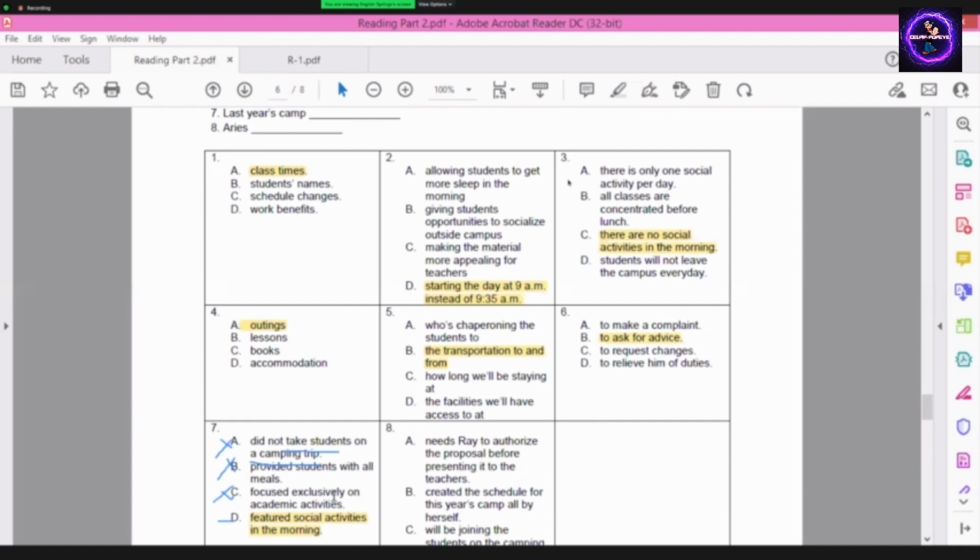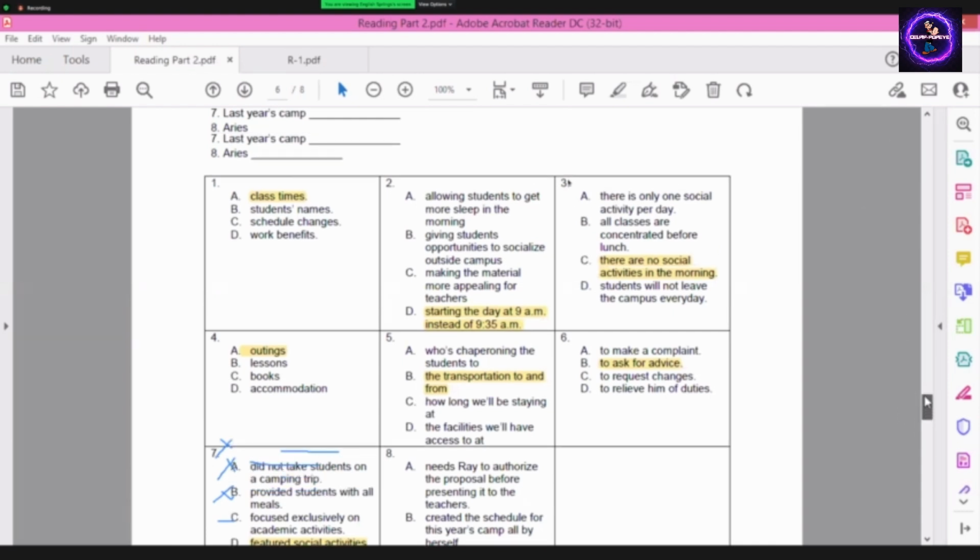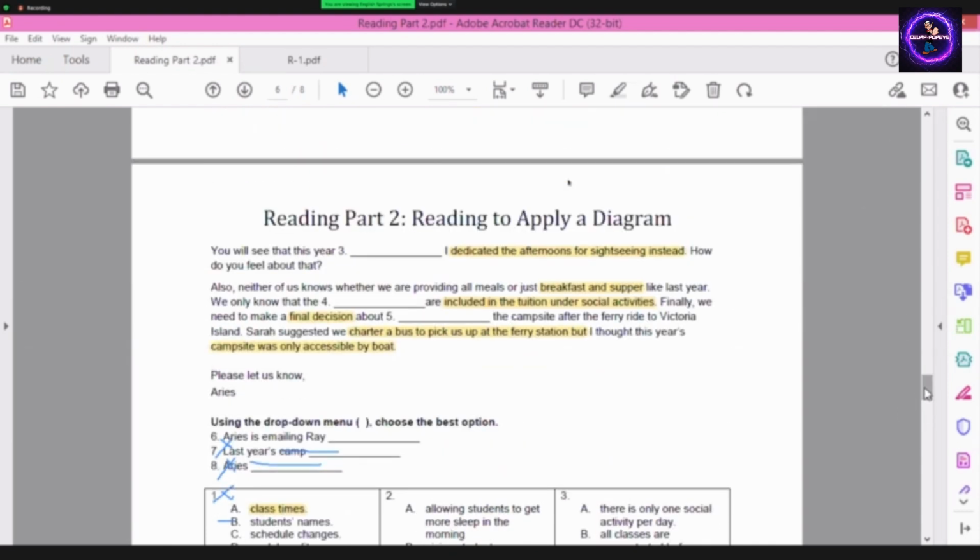Other options are incorrect because B and C are of course eliminated on the basis of what you understood. All meals were not given. Exclusively academic activities were not concentrated because they didn't complete the syllabus. Did not take students on camping trip can't be said. If it is not given, we cannot logically deduce it anyway. They might have gone for camping because they also give breakfast and suppers. It's not very clear, but it's not given to us actually anyway.